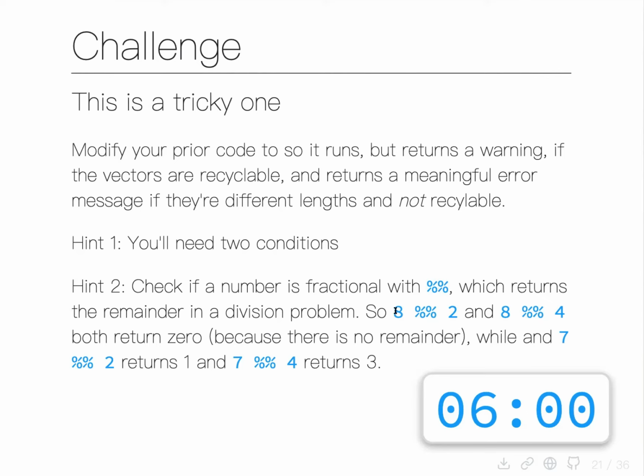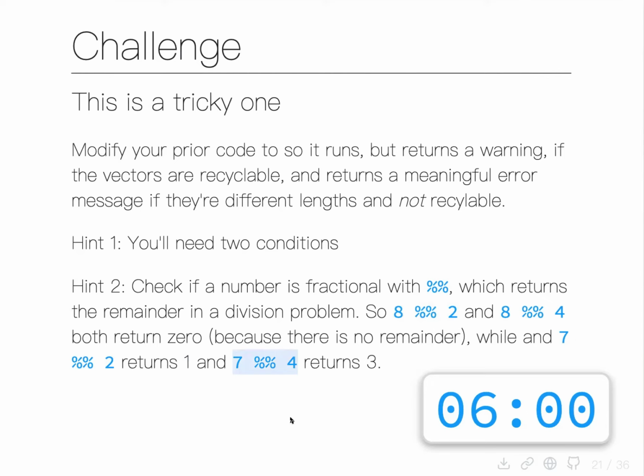Okay, so if I say 8 %% 2, and 8 %% 4, then it's going to give me 0, right? Because there's no remainder. 8 divided by 2 is 4, there's no remainder. 8 divided by 4 is 2, there's no remainder. But if I say 7 %% 2, it's going to return 1, okay? Because that's the remainder, right? 7 %% 4 returns 3. Okay, does that make sense?